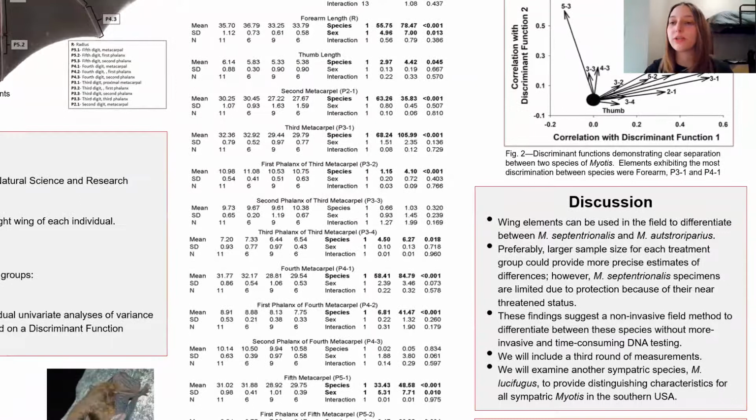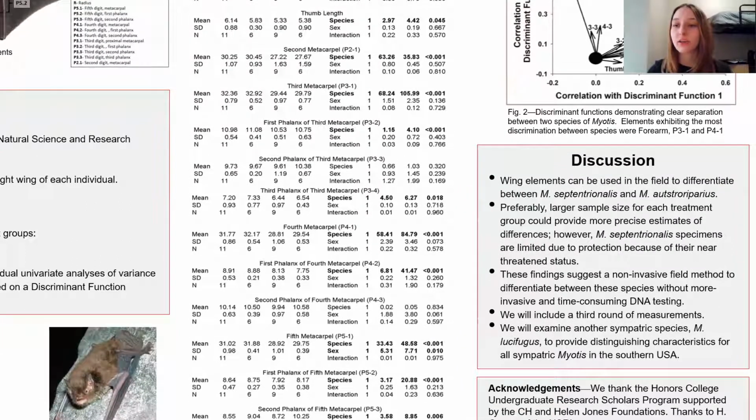Because of our results, we concluded that wing elements can be used to differentiate between the two species in the field. Preferably, we would have had a larger sample size. However, septentrionalis samples are limited right now due to their protected status, due to their near threatened listing.